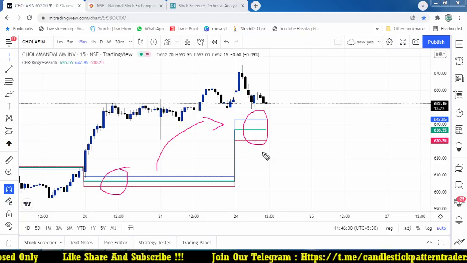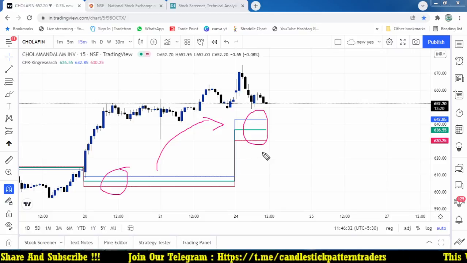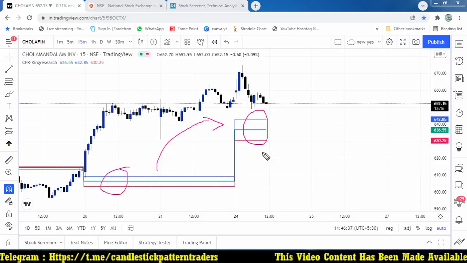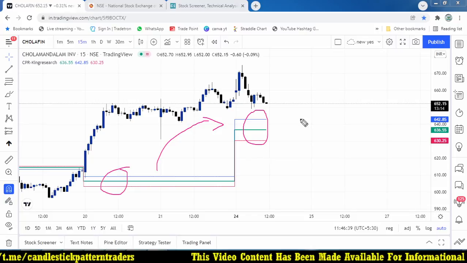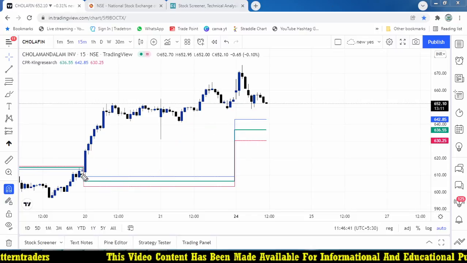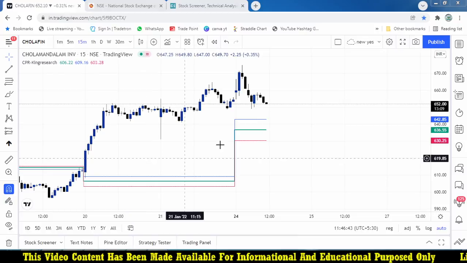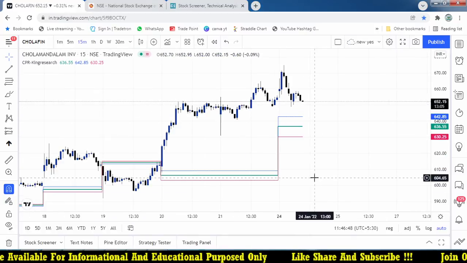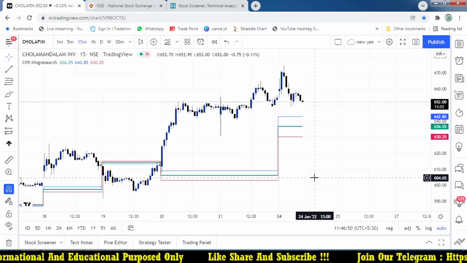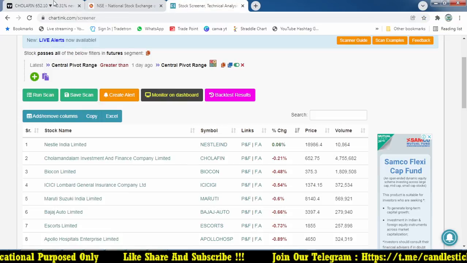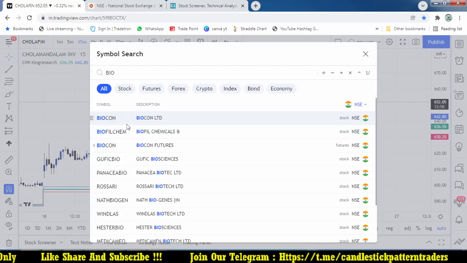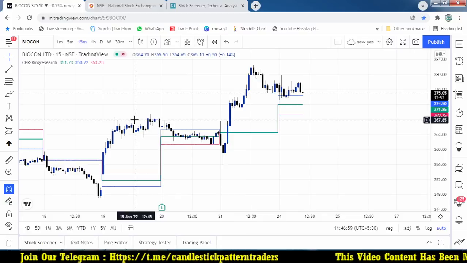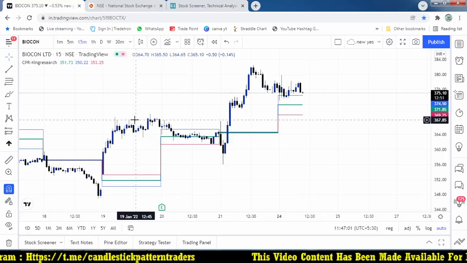So that's it. We are not going to plan a trade yet, but we are going to find such great bullish stocks. We are filtering out the bullish stocks right now. Once such a bullish stock is present, we are going to plan a trade. Until then we are waiting. This is how we are segregating stocks as bullish based on the CPR. Another stock is Biocon, which also forms a bullish kind of CPR.